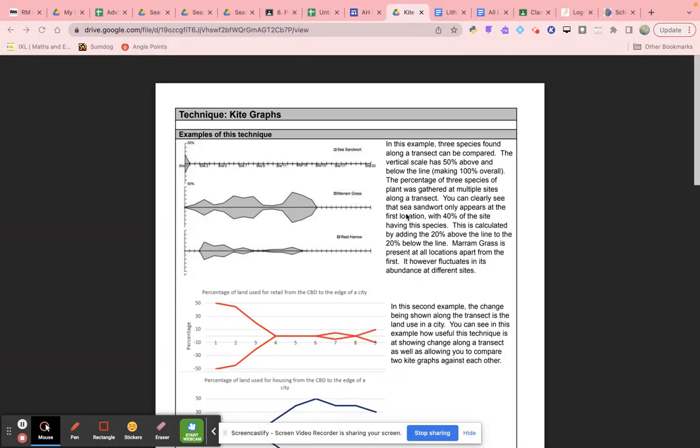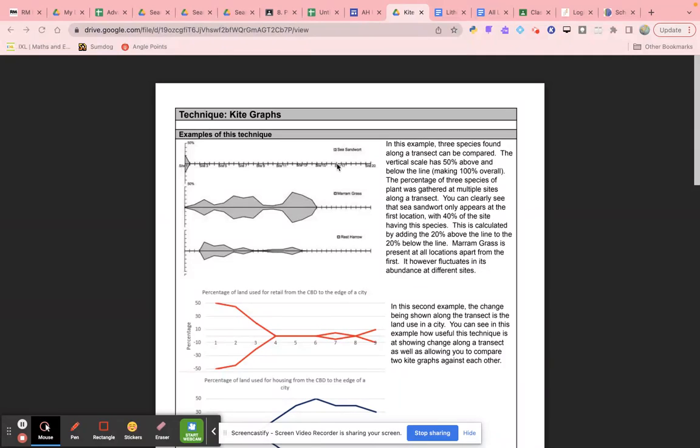So the first is that your data needs to be gathered along a transect. And we can see in this example on the screen that this transect is going along a series of sites away from a given point to another point. Now, the transect doesn't need to be a straight line transect, but it does need to be gathering data along a line that has a distance. It doesn't actually matter how far apart the sites are, that's irrelevant, because what you're more interested in is to see how something changes.